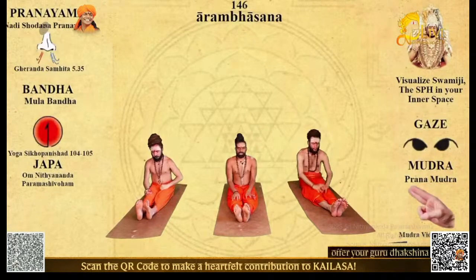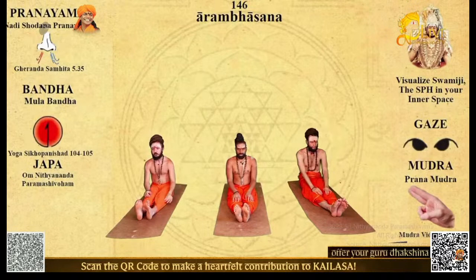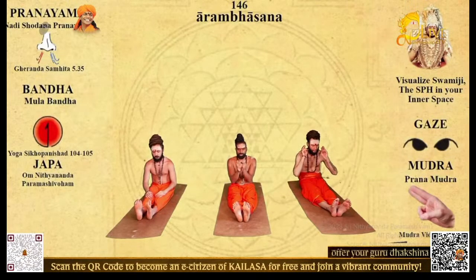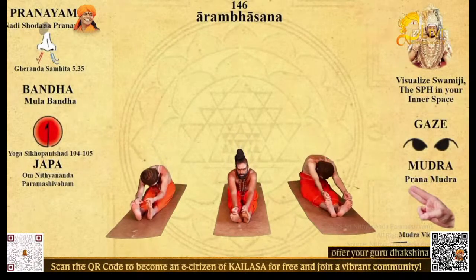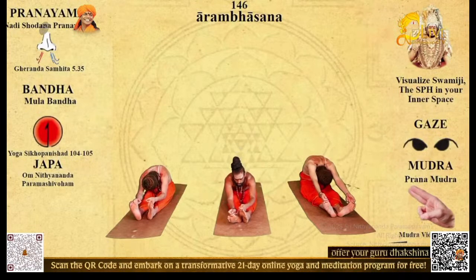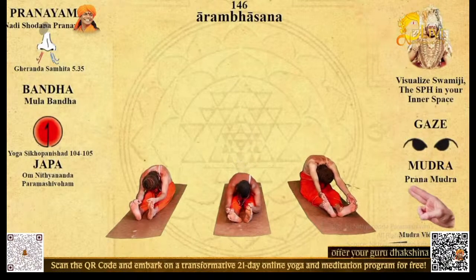The next asana is Arambhasana. Now with the same seated position, legs extended forward, hands in Prana Mudra. Hold the respective big toe. Lean forward as you bring the head to the knees. Inhale through the left nostril, then exhale from the right. And this is Nadi Shodhana.